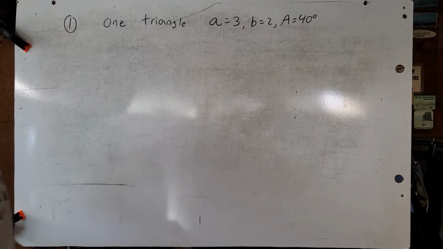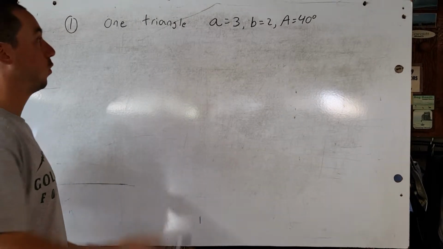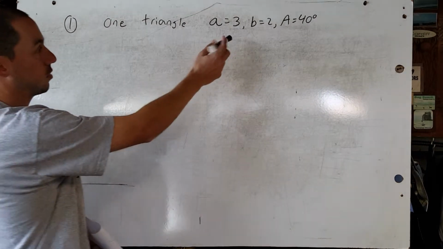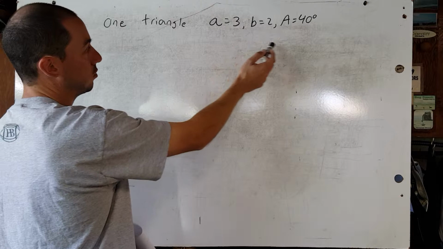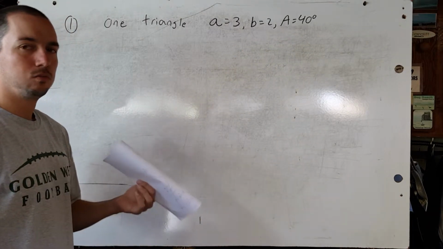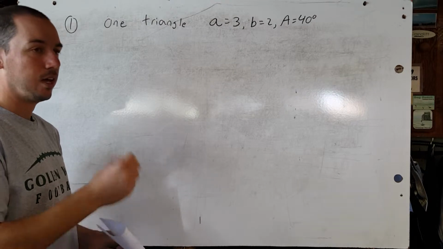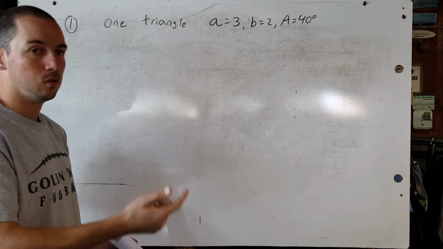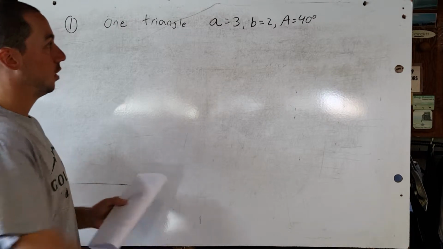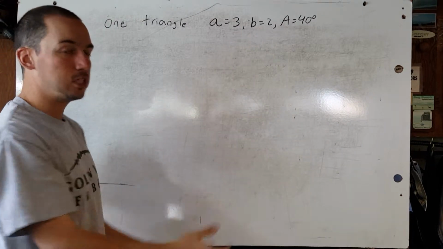Okay, our first example here is going to be the situation when we end up with only one triangle for our answer. We've been given this information. Side A is 3, side B is 2, and angle A is 40. You might be saying, well, previously we did law of sines with angle-side-angle, which means we were given two angles and one side. So this time we've been given two sides and an angle. It must be side-side-angle.